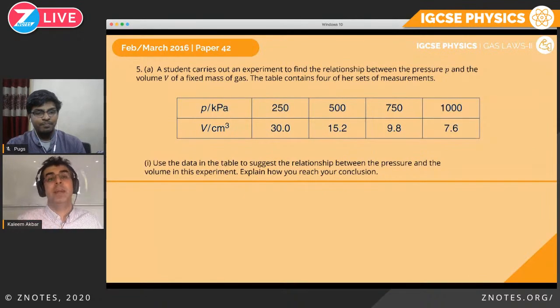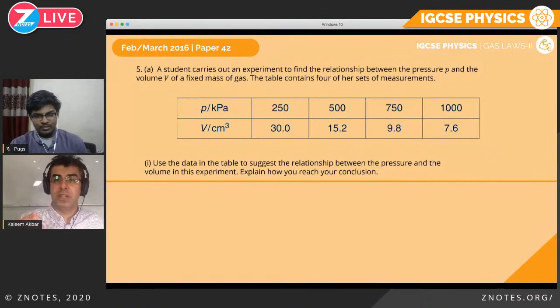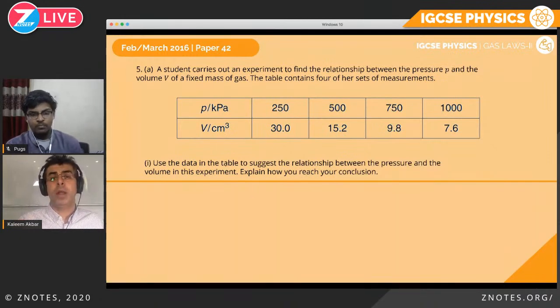Next, here's a common Boyle's Law question. Question 5A from February-March 2016, paper 4, variant 2. A student carries out an experiment to find the relationship between the pressure and the volume of a fixed mass of gas. The table contains 4 of her sets of measurements. Use the data in the table to suggest the relationship between the pressure and the volume in this experiment. Explain how you reach your conclusion.